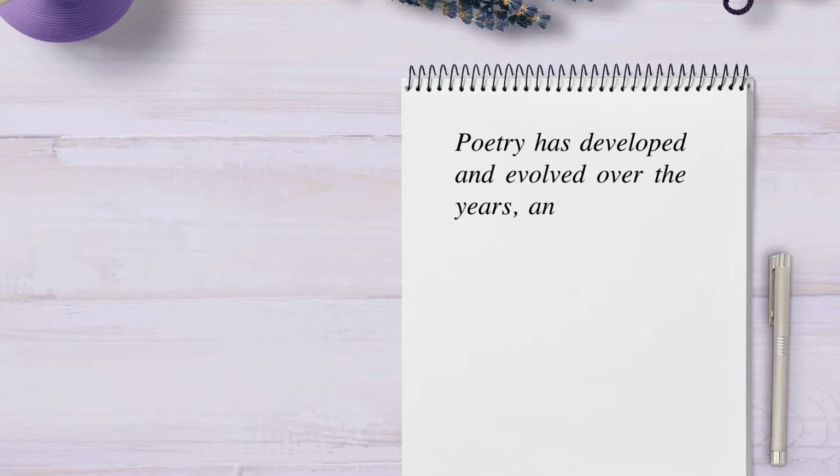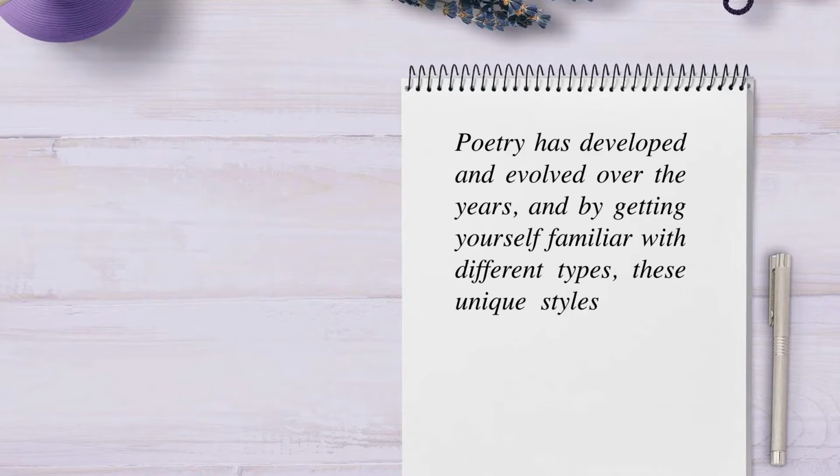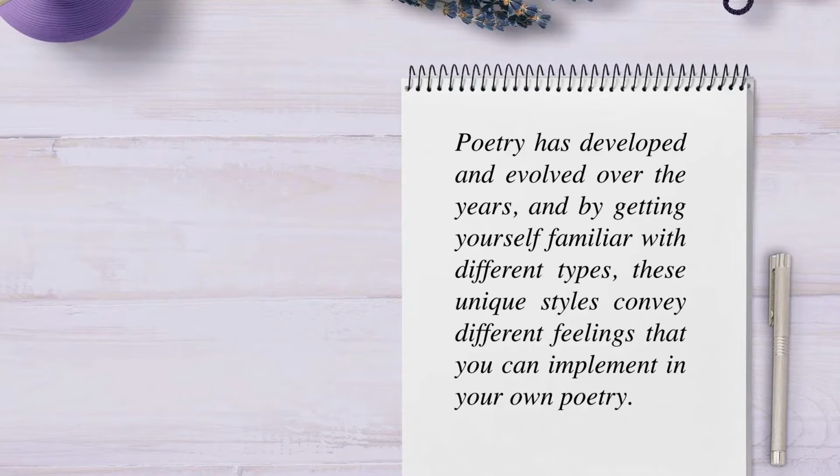Strict and formatted poetic forms with rules contrast greatly with free verse poems, as you can imagine. There are many types of poetic forms. Poetry has developed and evolved over the years, and by getting yourself familiar with different types, these unique styles convey different feelings that you can implement in your own poetry. In this video, I will highlight and explain a few of them.